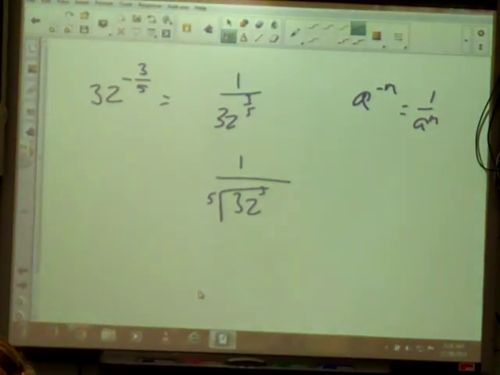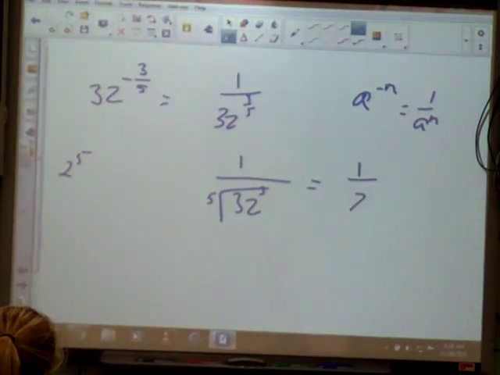I don't know. But the 5th root of 32, that's more manageable because I know to multiply something by itself 5 times and get 32, it's got to be small, doesn't it? So I'm thinking here, what would 2 to the 5th be? 2 times 2 is 4, times 2 is 8, times 2 is 16, times 2 is 32. Ding, ding, ding. Right? So the 5th root of 32 is 2.